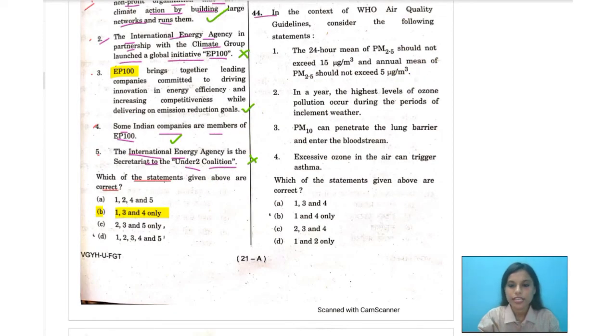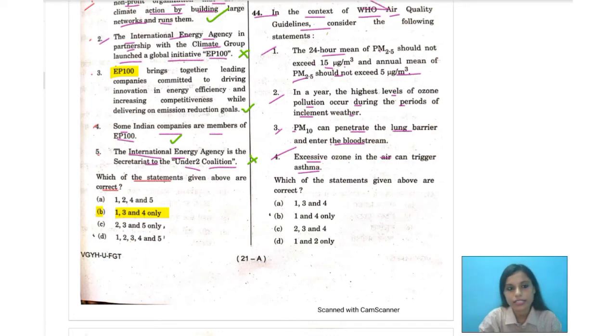Number 44 says, in the context of WHO air quality guidelines, consider the following statements. The 24-hour mean of PM 2.5 should not exceed 15. Second statement says in a year the highest levels of ozone pollution occur during the periods of inclement weather. Number 3 says PM10 can penetrate the lung barrier and enter the bloodstream. Number 4 says excessive ozone in the air can trigger asthma.